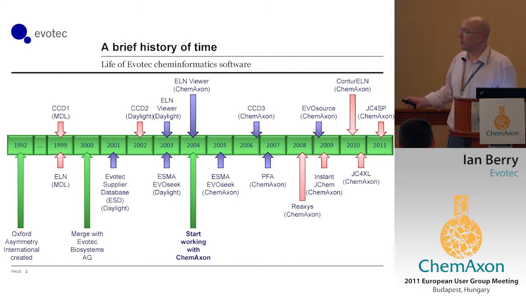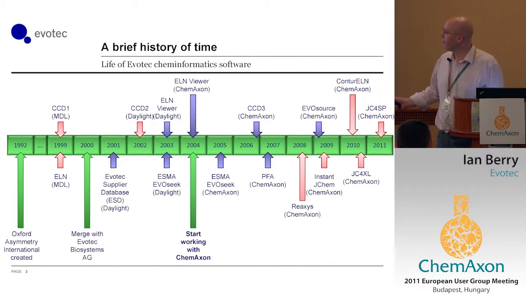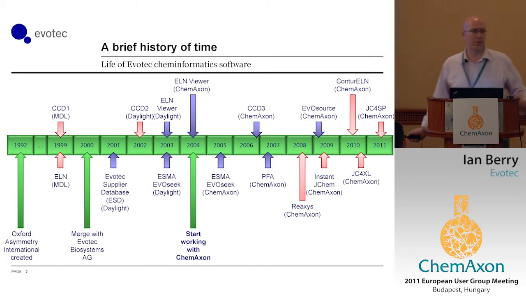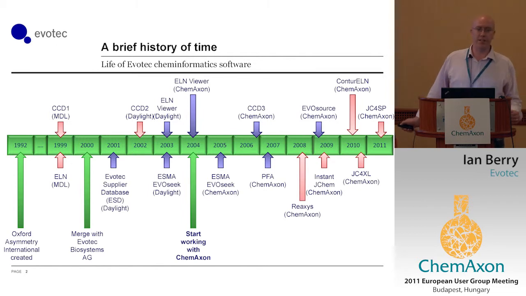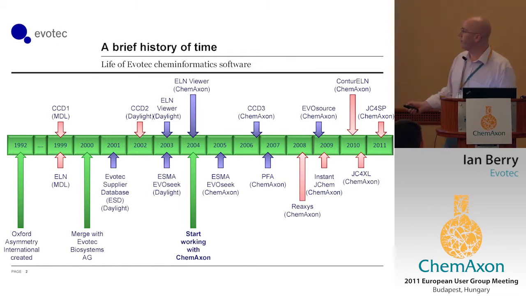CCD2, so CCD is our registration system for registering compounds. That was built outside again and built on top of the Daylight cartridge. And then we carried on using the Daylight cartridge for an ELN viewer to look at the chemistry within our ELN. And we also built ESMA and EVOseq. ESMA was a sort of desktop tool for chemists for doing property calculations. It had a spreadsheet in there and things like that. So we like to think we did all the spreadsheeting stuff a long time ago.